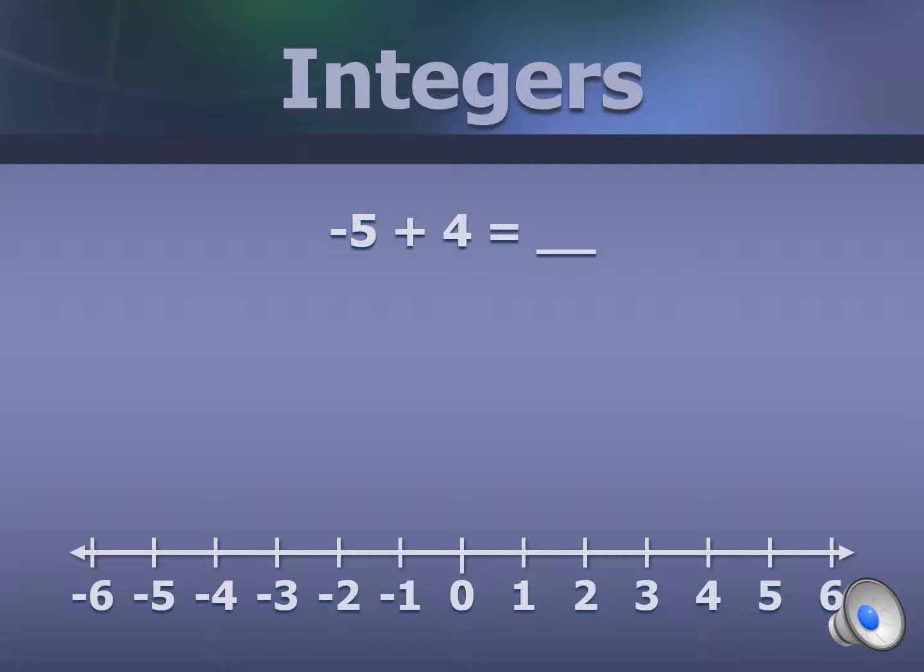Here we have a negative and a positive number, so -5 plus 4. So we're going to start at 0 again, and we're going to move 5 spaces to the left because we have -5. And then we're going to start at that -5, but we're going to move 4 places to the right because 4 is positive, so we need to go in the positive direction. So we move 4 places to the right, and we end up at -1. So -5 plus 4 is -1.